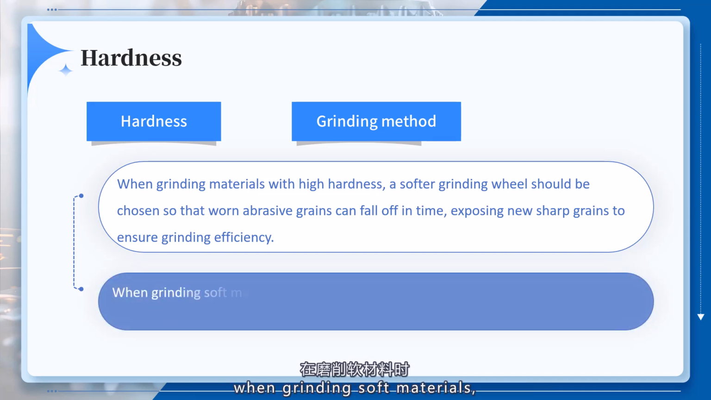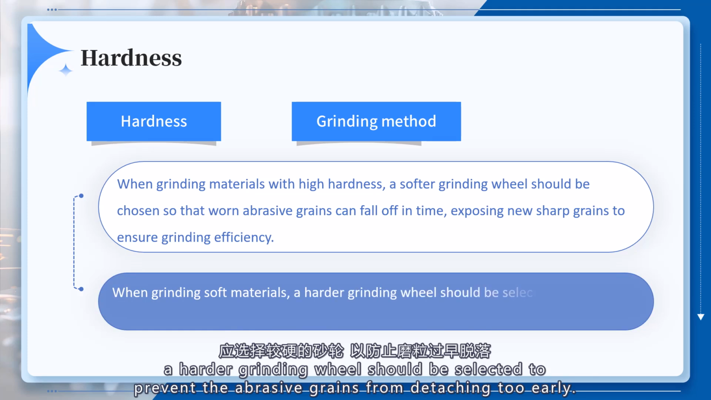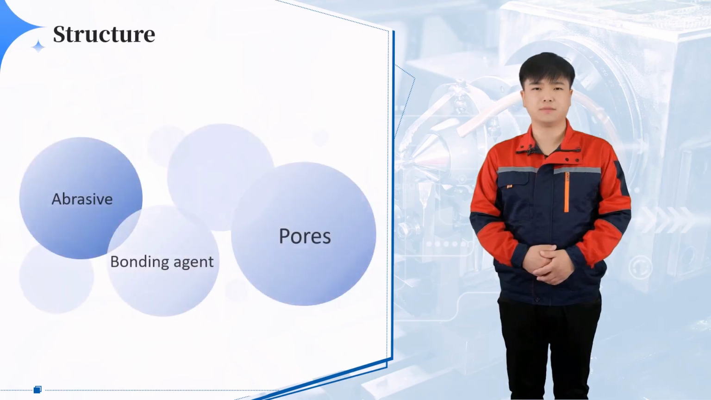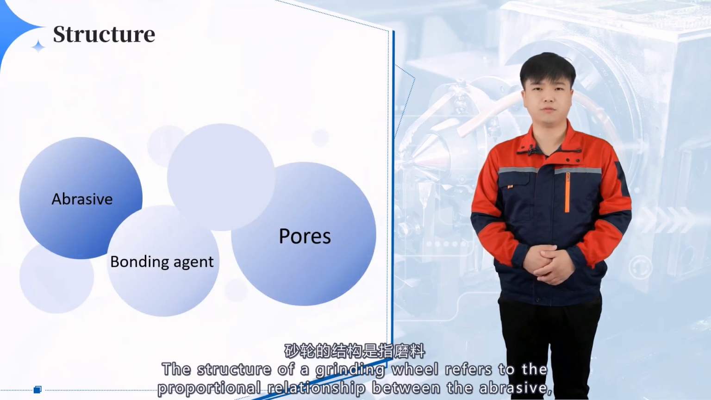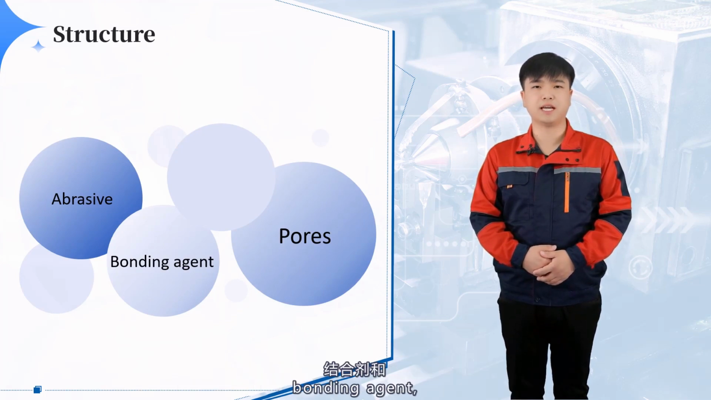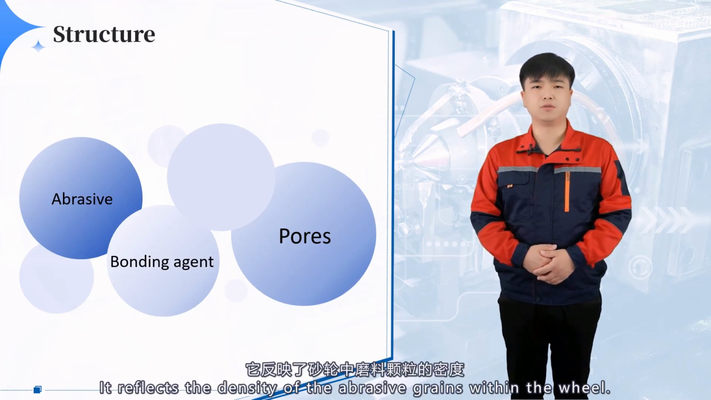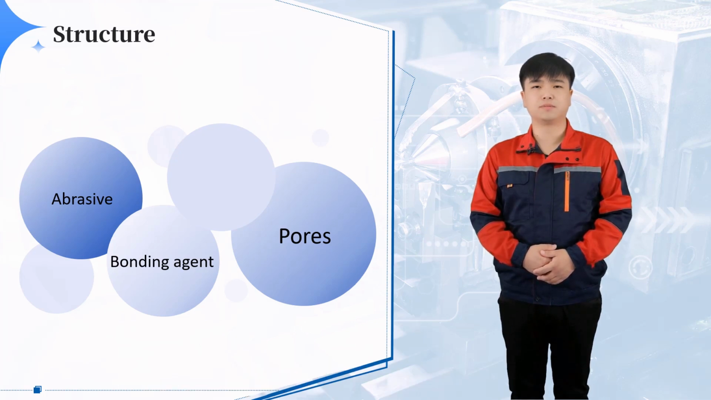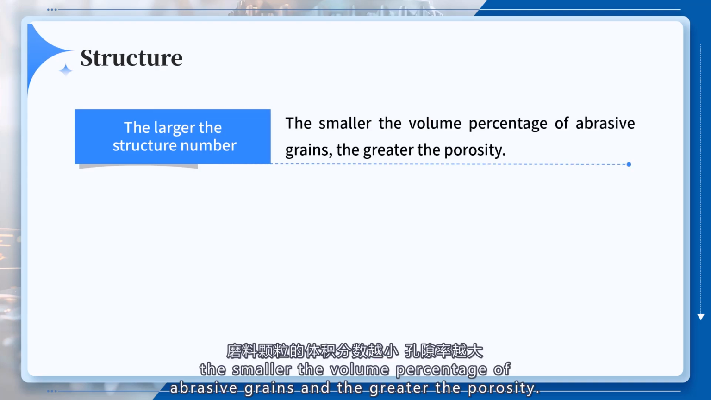Conversely, when grinding soft materials, a harder grinding wheel should be selected to prevent the abrasive grains from detaching too early. Structure. The structure of a grinding wheel refers to the proportional relationship between the abrasive, bonding agent, and pores. It reflects the density of the abrasive grains within the wheel. The larger the structure number, the smaller the volume percentage of abrasive grains and the greater the porosity.